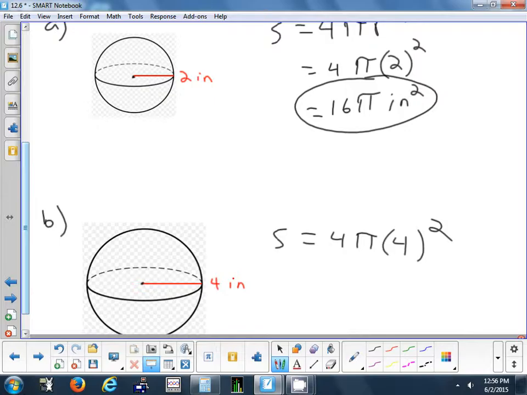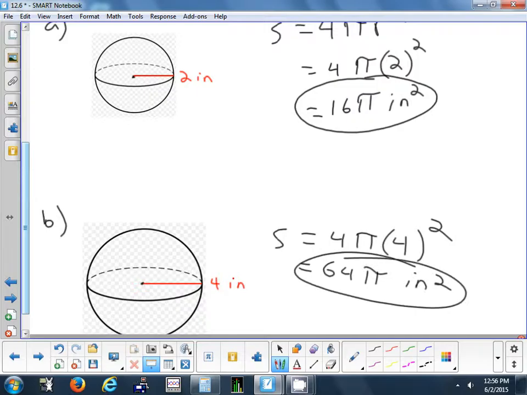Any question on that? Right, now let's try it with a bigger sphere. Let's double the radius. Let's see what happens to the surface area now. This time, in place of r, I filled in 4 instead of 2. Okay. Owen, what's 4 squared?